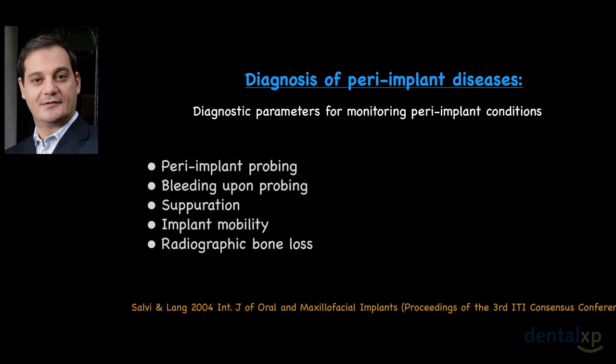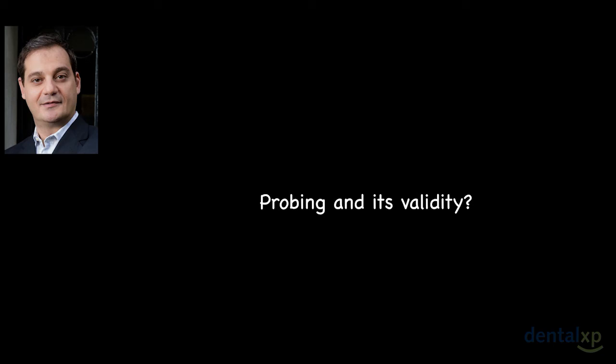peri-implantitis? And if we look at the consensus of ITI, you can see that they've put these as diagnostic parameters: peri-implant probing, bleeding upon probing, suppuration, implant mobility, radiographic bone loss. So, is peri-implant probing correct? Is bleeding upon probing correct? Because we as dentists love to probe around natural teeth. That's what we've been trained to do. We love numbers. But is it correct around an implant? These are very important points to be asked. So what is the validity of probing?